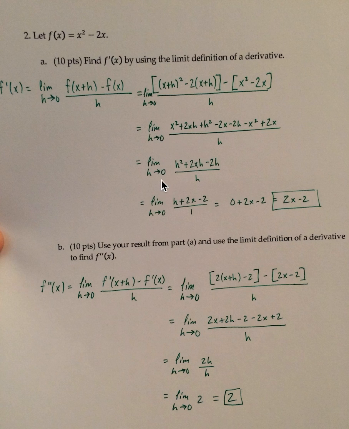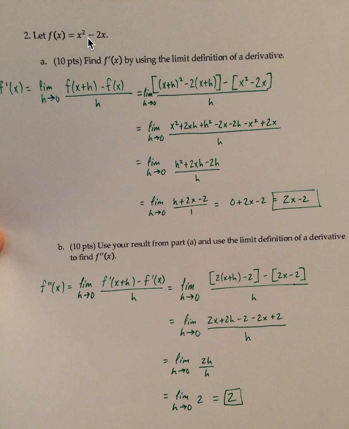Don't forget the limit as h approaches 0. At this point, I took an h out of everything. So we got h plus 2x minus 2 over 1. Now I can actually apply the limit as h approaches 0. I wanted to apply the limit as h approaches 0 at the start, but I can't do that because I can't divide by 0. But now that we canceled everything and there's not an h on the bottom, we don't have to worry about dividing by 0. So you should get 2x minus 2 here.